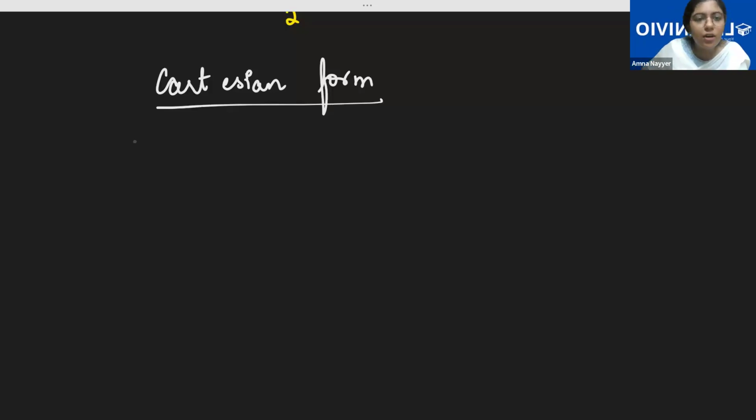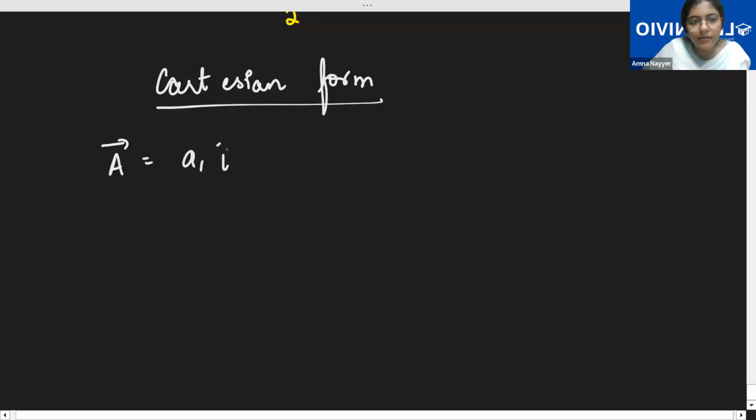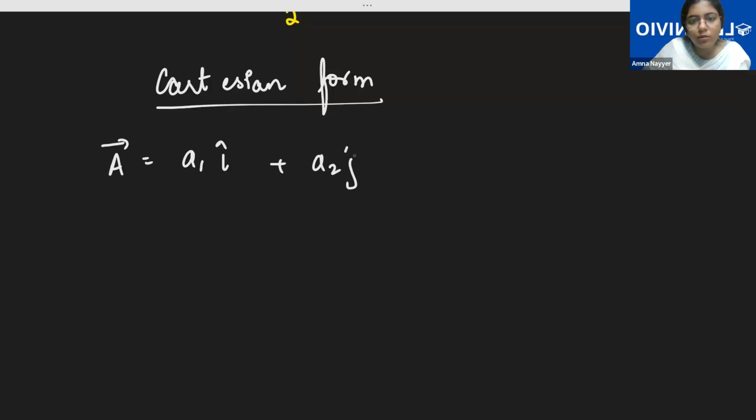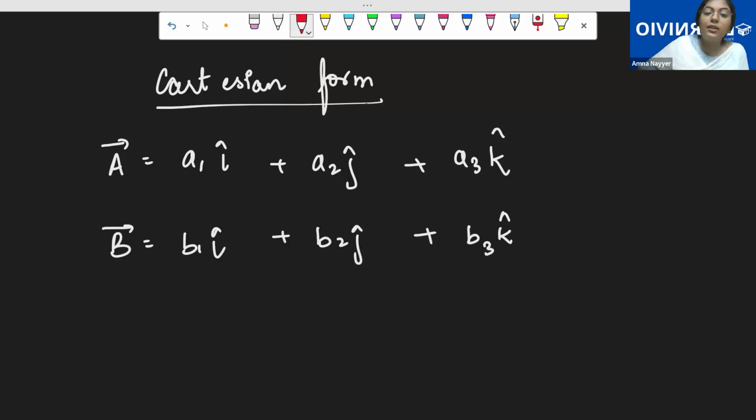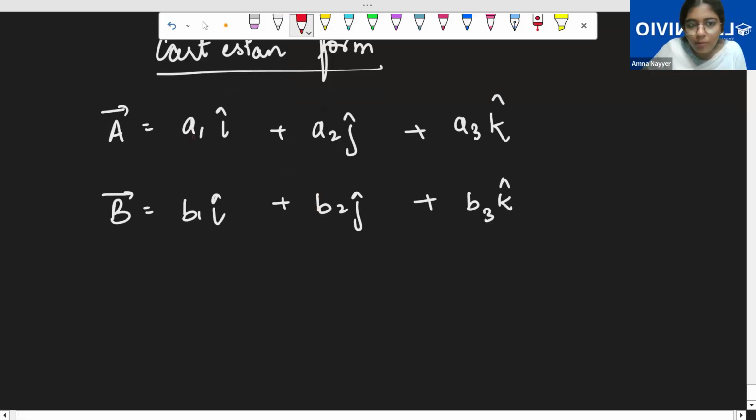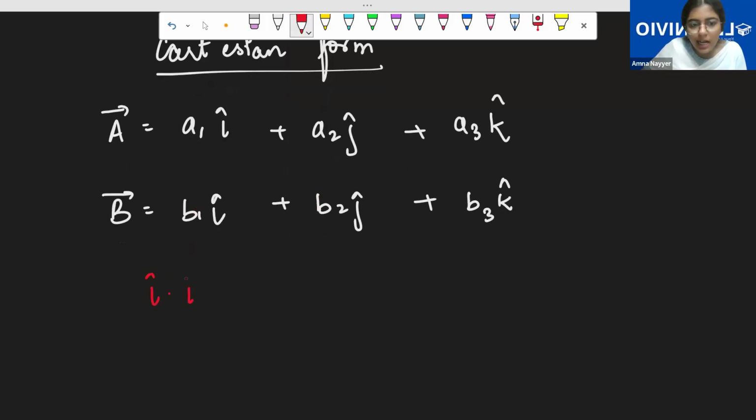So this is the Cartesian form. In Cartesian form, let's say you have a vector A equal to A1 i cap plus A2 j cap plus A3 k cap. Then B vector is B1 i cap plus B2 j cap plus B3 k cap. Now, when you calculate the dot product, you multiply A1 into B1. Remember, i cap dot i cap or j cap dot j cap or k cap dot k cap.